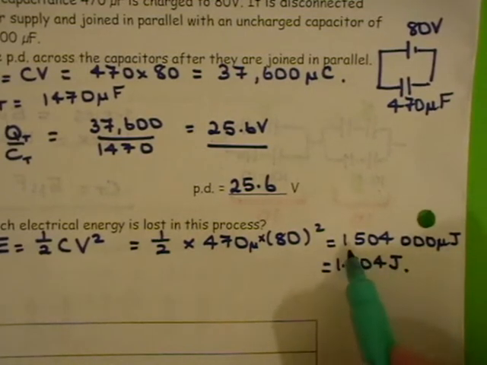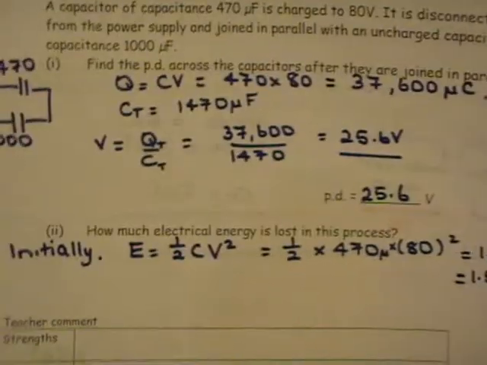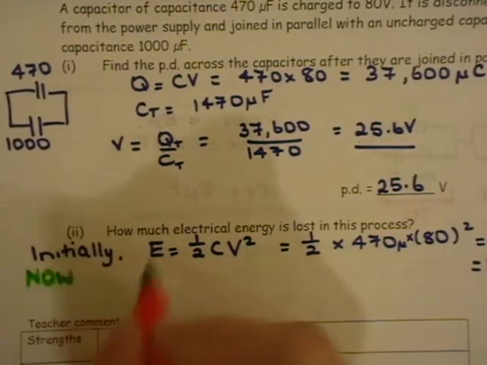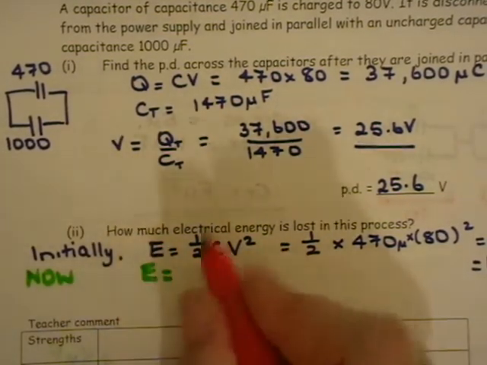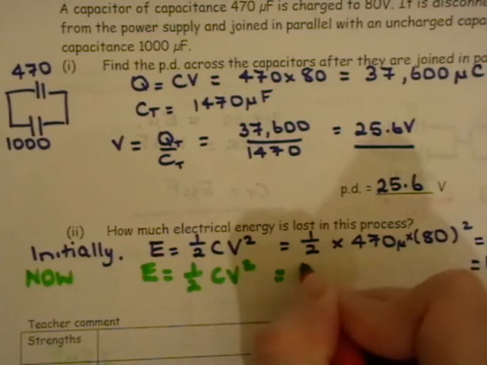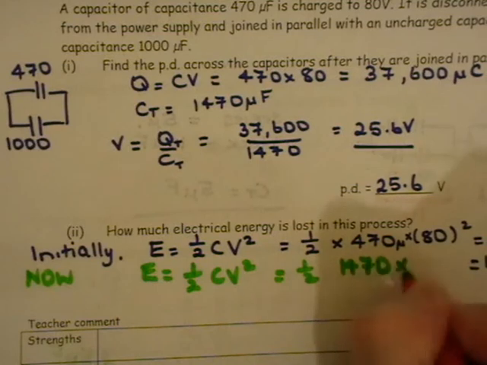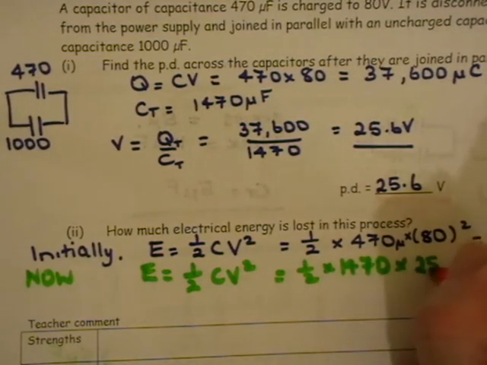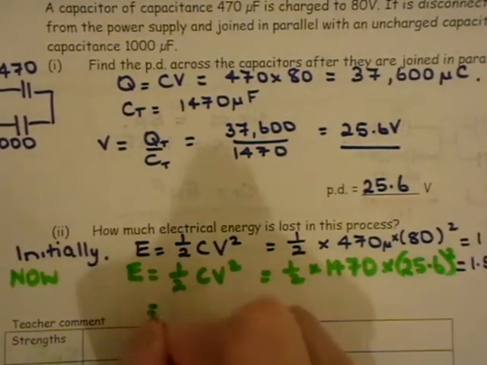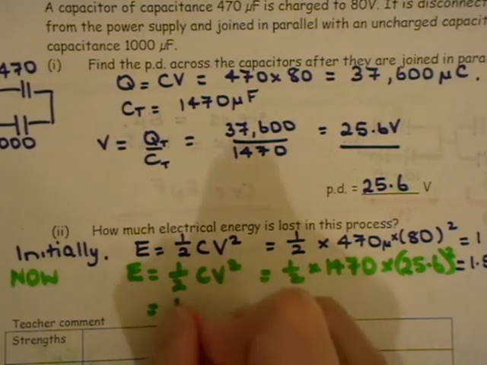So that was your initial 1,504,000 microjoules, or that's 1.504 joules. And in a different colour I'll do now. E is now equal to half CV squared again. Total capacitance is now 1470, and your total voltage is 25.6, and it's squared. And that comes out as 0.48 joules.